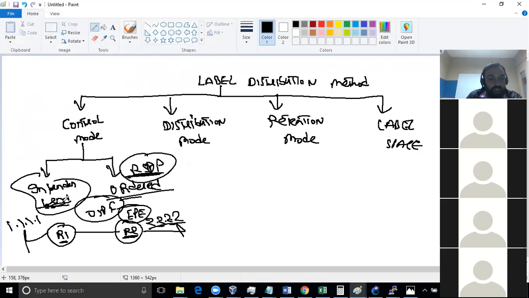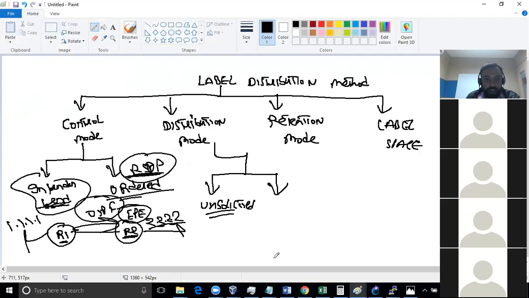Now, once you do the label binding, it's time to announce the label binding to the next neighbor. That is known as the distribution method. Distribution method you can further divide into two categories. One is known as unsolicited downstream, meaning without request. The moment I attach a label, I will also announce it to my neighbor, whether the upstream is asking for it or not. Unsolicited downstream distribution mode.